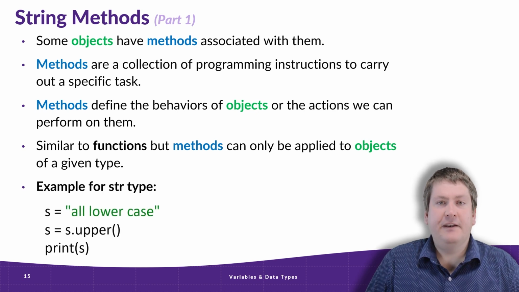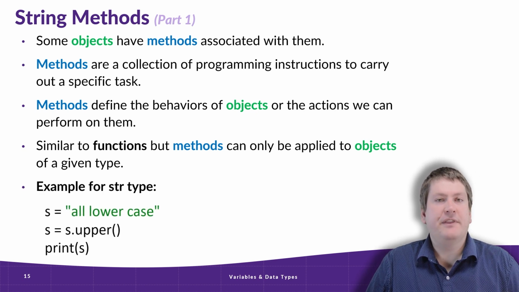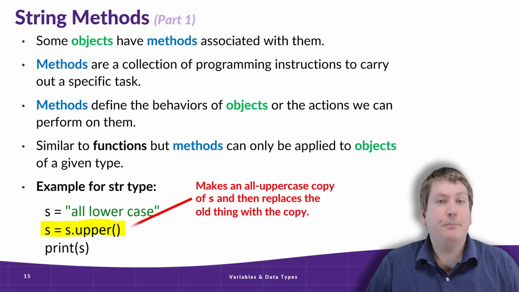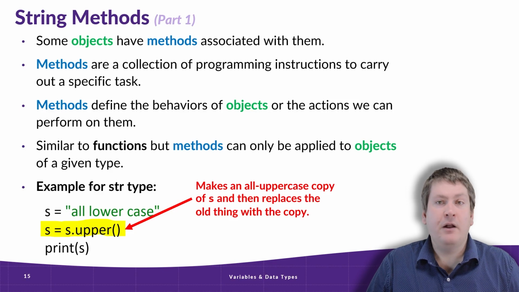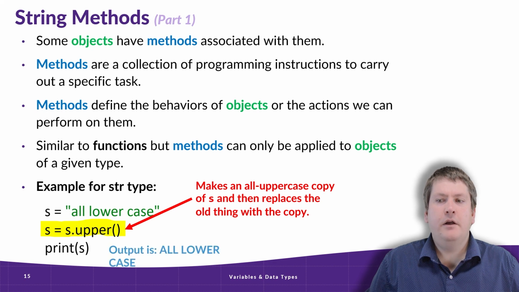Let's take a quick look at an example. Here we have a string with the text, all lowercase, stored in it. The second line calls the upper method on the string s in this case, which creates a new string with all the letters converted to uppercase. The variable s is then assigned the value of this new all uppercase string, and the old string is eventually lost to the garbage collector. The result after this print line is run is outputting the string with all uppercase letters, so it still says all lowercase, but all those letters are going to be in uppercase this time.